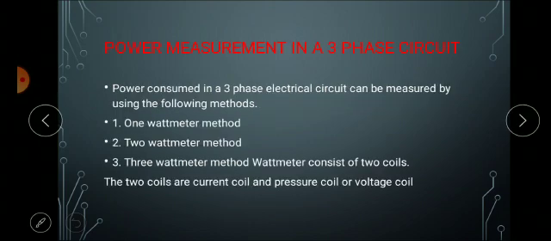Next one is the measurement of power in a three-phase system. Power consumed in a three-phase electrical circuit can be measured by using the following methods: 1 wattmeter, 2 wattmeter and 3 wattmeter method.